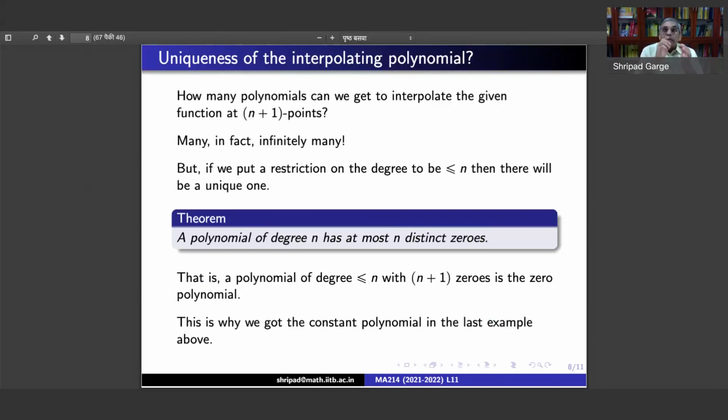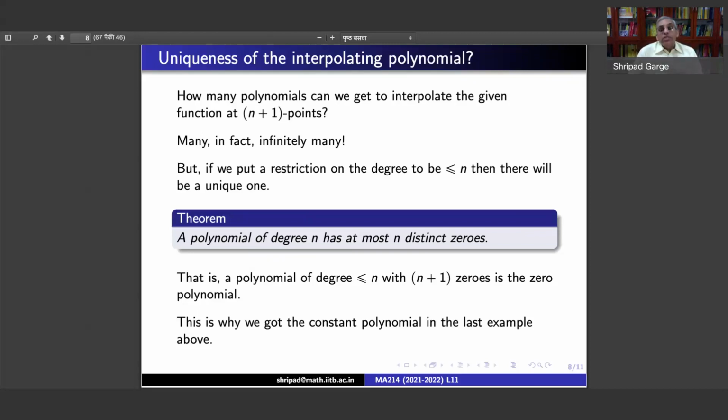Okay, so you are looking at two interpolating polynomials for your data, and the important condition is that the degree of both these polynomials is less than or equal to n. Then their difference, being of degree less than or equal to n, has n plus 1 zeros, so the difference has to be 0, and therefore both these polynomials have to be the same.